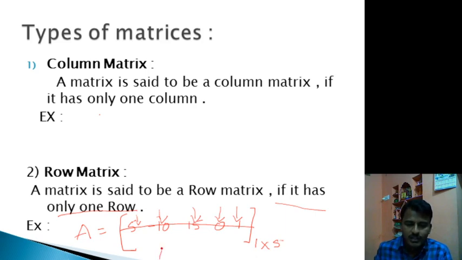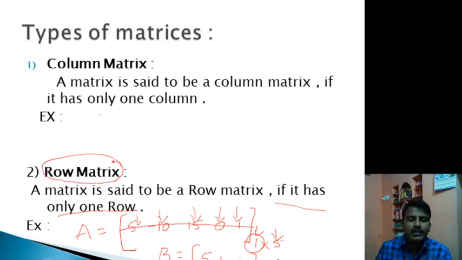Similarly, let me take a matrix B equal to 4, 5, 4, 0. Now see here, one row. How many columns? 3 columns. For such a matrix, always, if the number of rows is 1, irrespective of the columns, it may be 5, 10, 20, whatever, but it must contain only one row. Such a matrix we can call a row matrix. Is it clear?